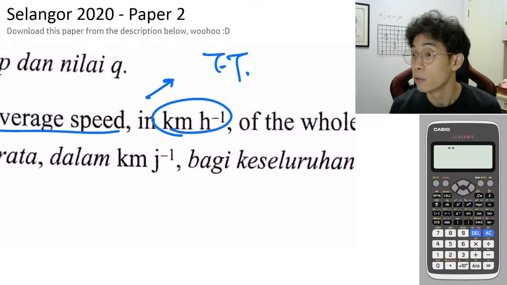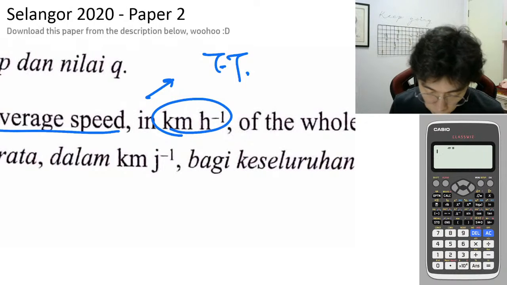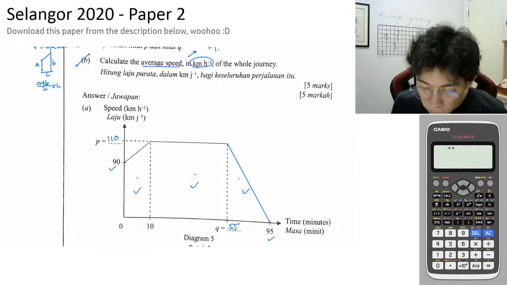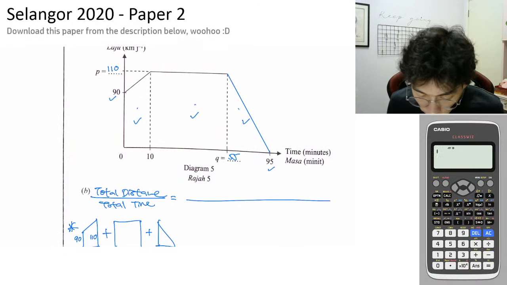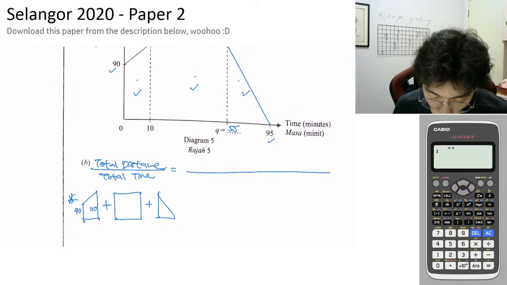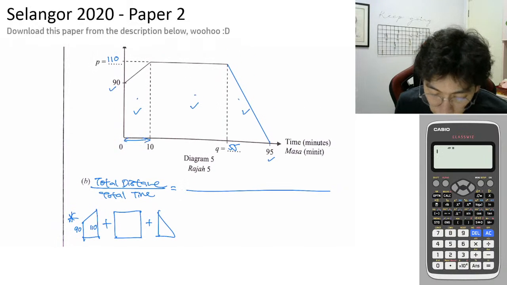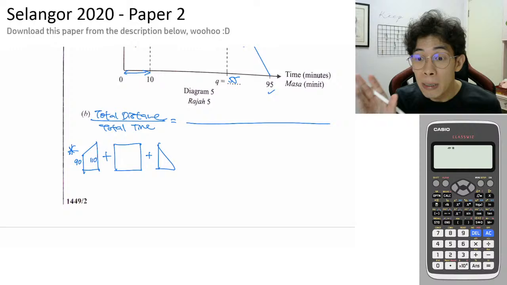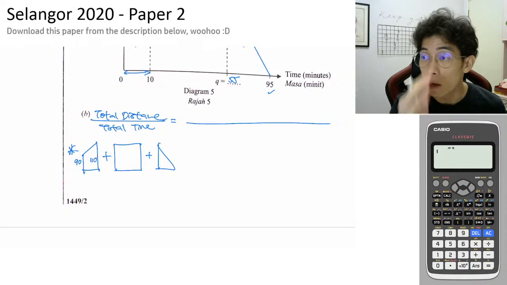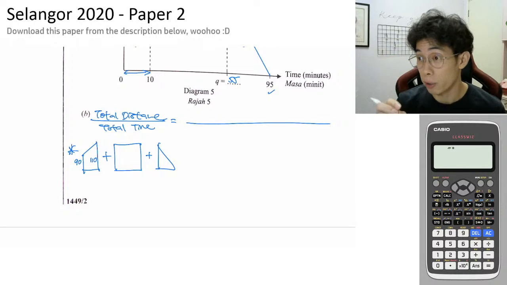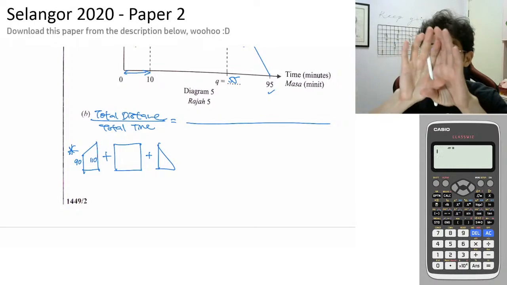Km per hour, km per hour. But the given chart, it's minutes. Change lah, okay, change lah. So I'll just write it over here, everyone. This is 10 minutes. So what is 10 minutes? No, Monisha. Average speed is total distance over total time. So your area is the total distance part only.